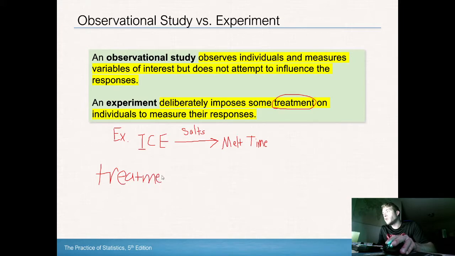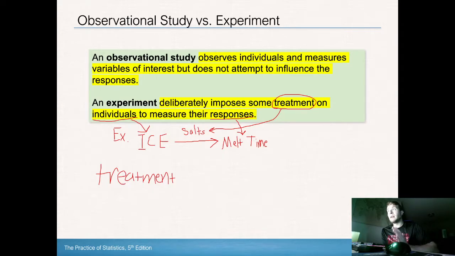So what is a treatment? We'll get to that in a second, but that would be these salts. You are deliberately imposing a treatment on individuals. So the individuals here would be the ice, and the responses would be the melt time. So you always have individuals in your studies. You always have responses that you're looking for. And sometimes you have the explanatory variable that is something you impose, or maybe it's something you don't impose.